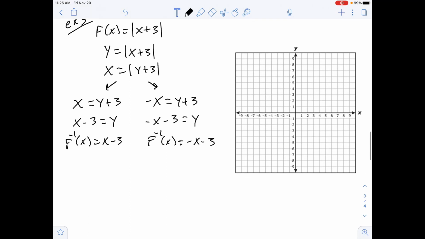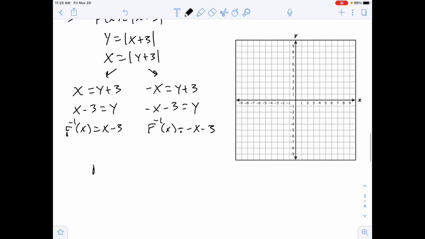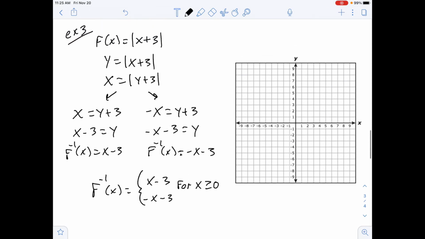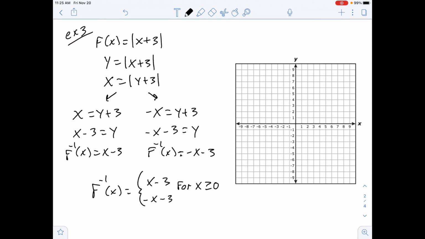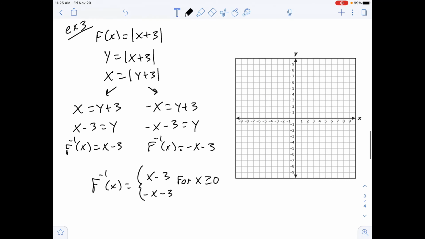So now we can write that as a piecewise function and say that it's equal to x minus 3 and negative x minus 3 for x is greater than or equal to 0. So now you might be saying, well, where are you getting that for x is greater than or equal to 0? Remember that we have to deal with the domain and the range based on the original function.